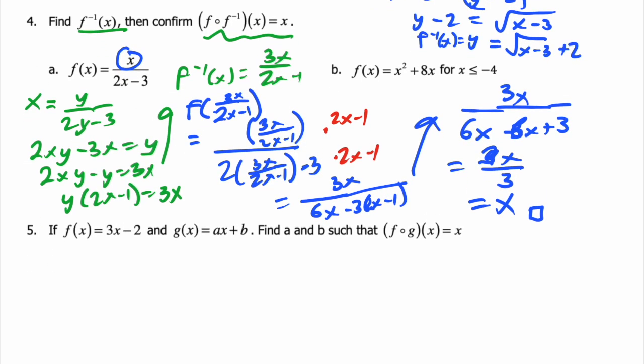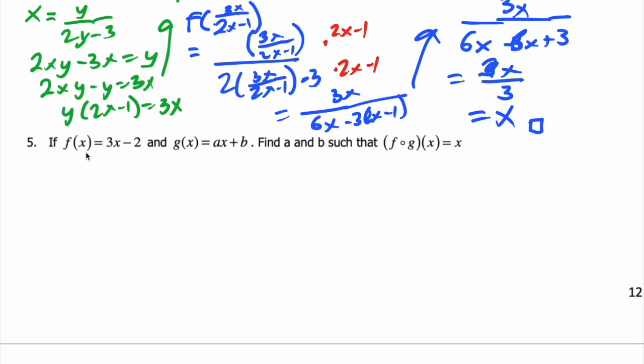Okay, let's just do one more. Let's do number 5. We got f of x equals this, and g of x equals this. Find a and b such that f of g of x equals x, or basically you could have also said g of x is the inverse of f of x, find a and b. That means the same thing, right? It means it's the inverse. So just sub it in.